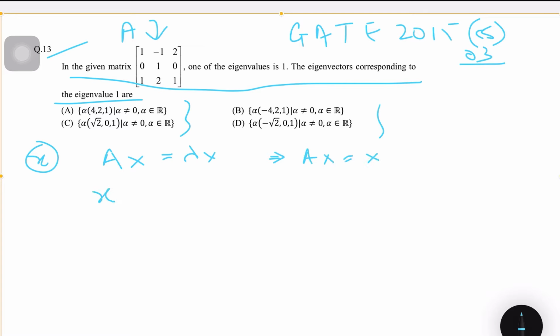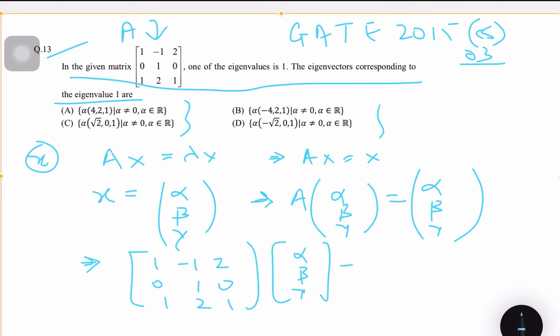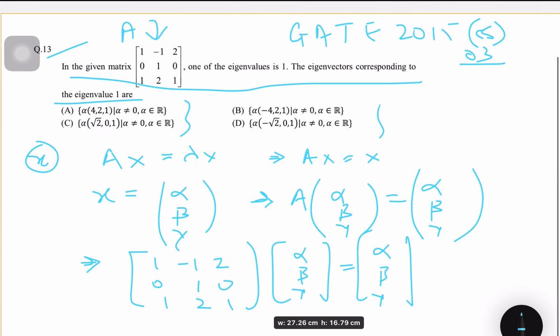Now let us suppose, since it is an eigenvector, it can be of this form: alpha, beta, gamma. That means A into alpha, beta, gamma equals alpha, beta, gamma, right? So now what to do? We just have to solve this: the matrix 1 -1 2, 0 1 0, 1 2 1, times alpha, beta, gamma, is equal to alpha, beta, gamma.